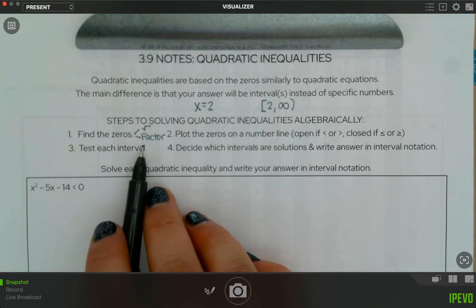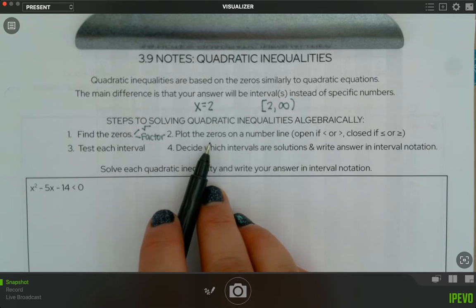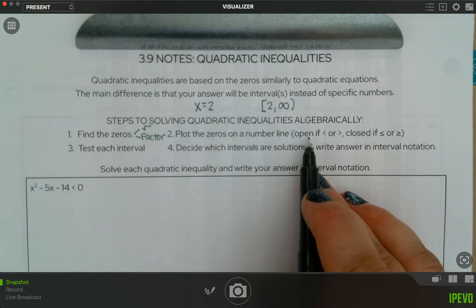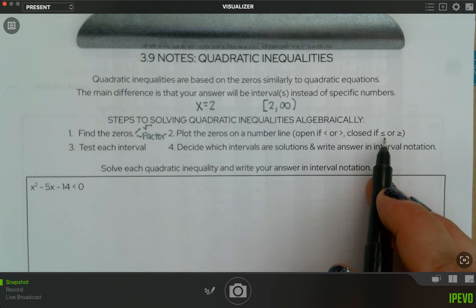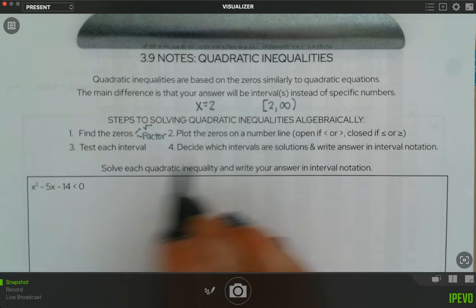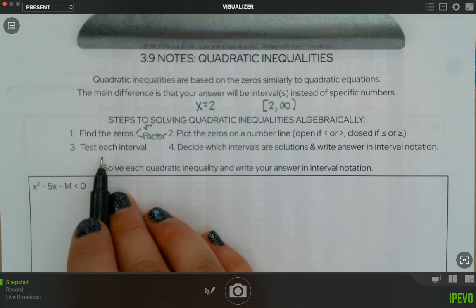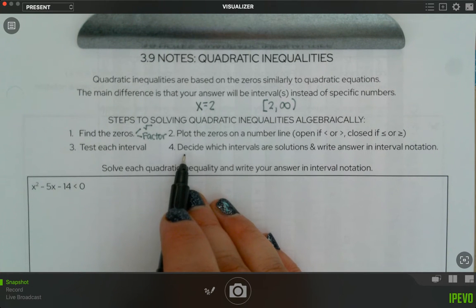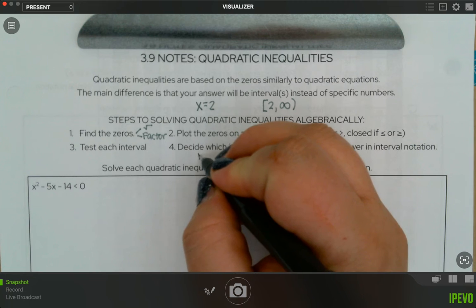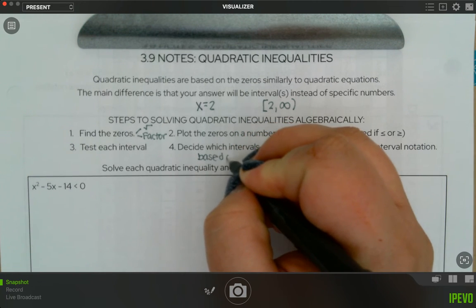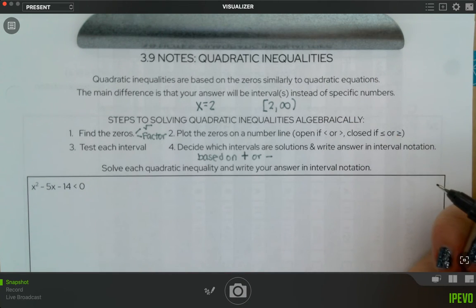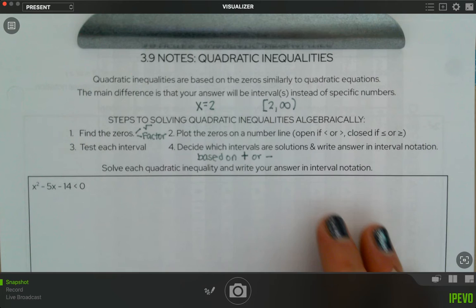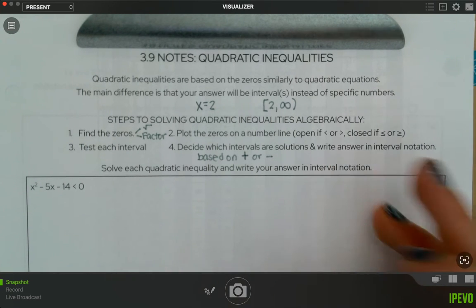And then once you find those zeros, you're going to put them on a number line. And you're going to use an open circle if it is less than or greater than, and a closed circle if it is less than or equal to, or greater than or equal to. You're going to then test each interval, and I'll show you what this looks like. It basically involves plugging in a number. And then decide which intervals are solutions. This is based on whether they are positive or negative, and whether or not the question says greater than 0 or less than 0. And then you'll write your answer in interval notation.